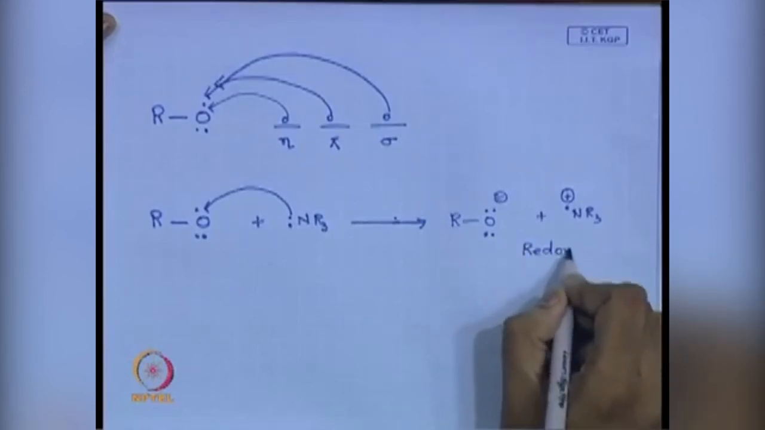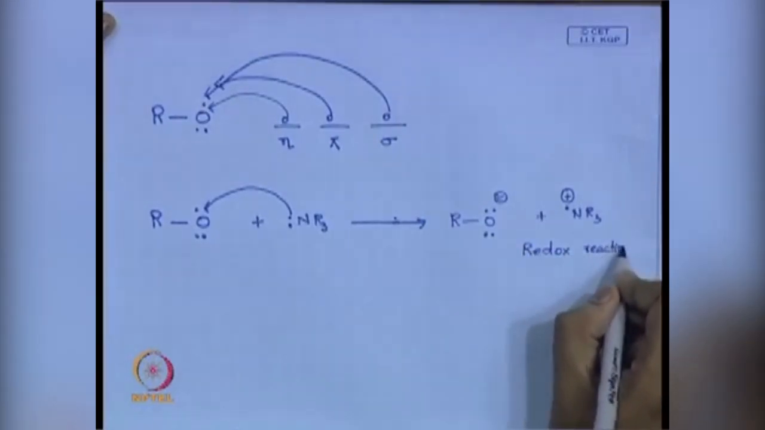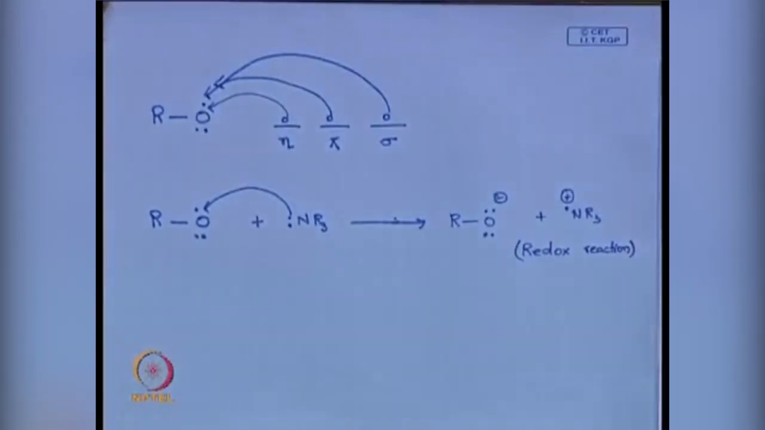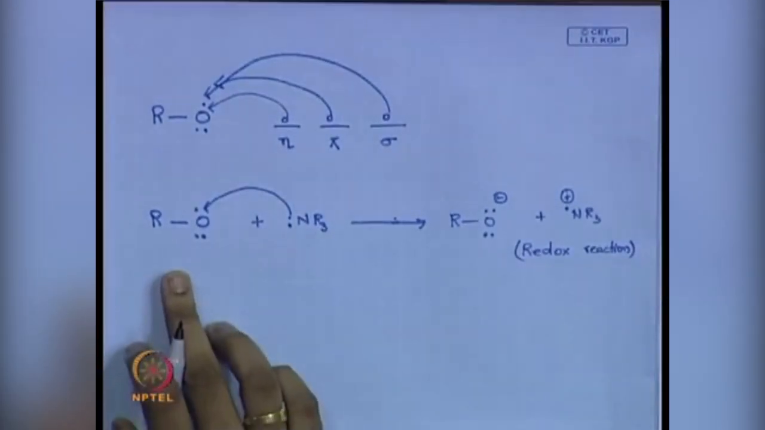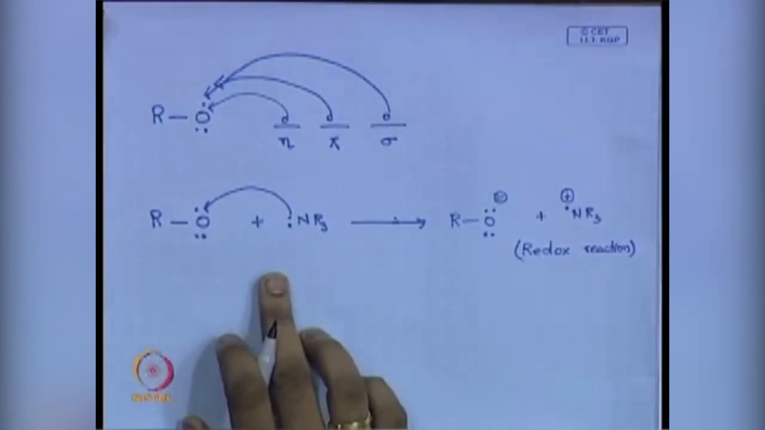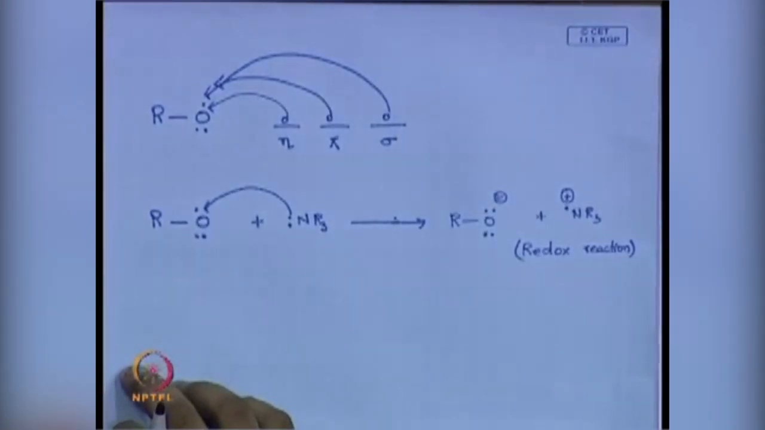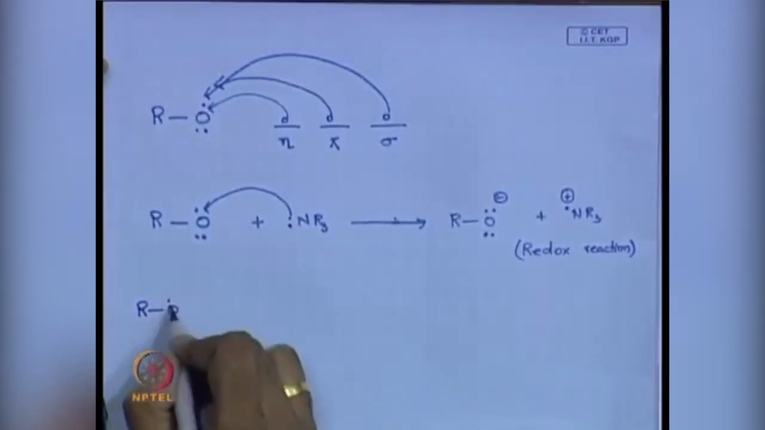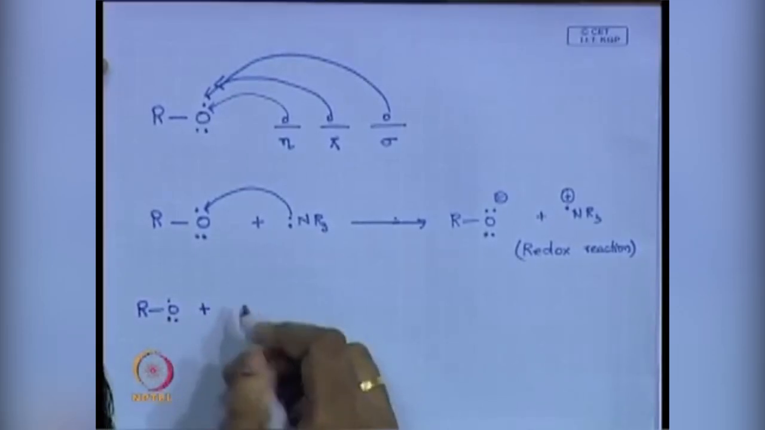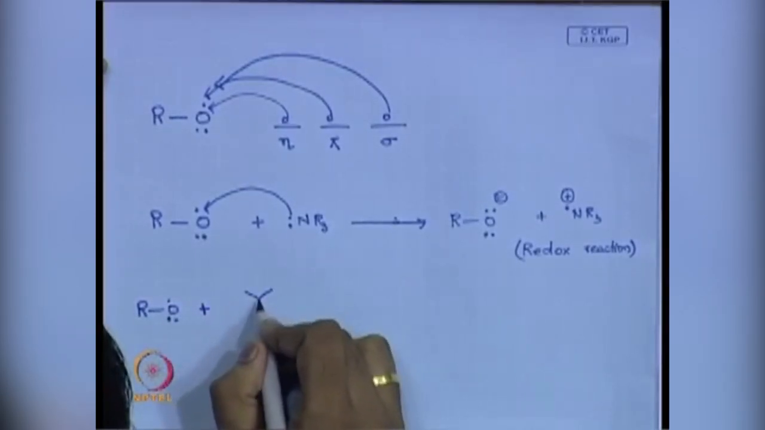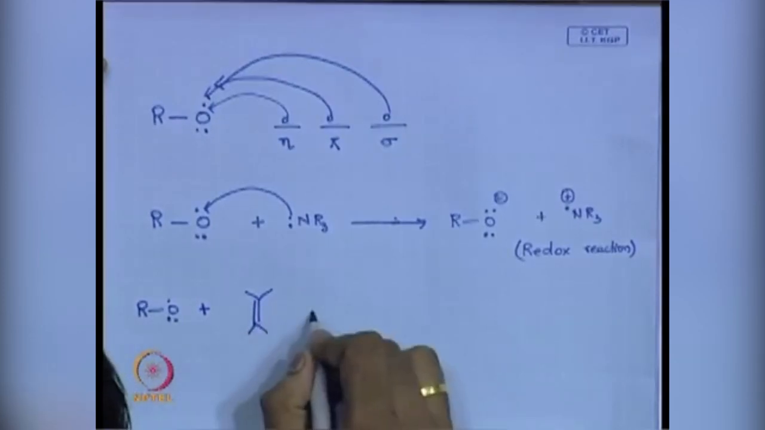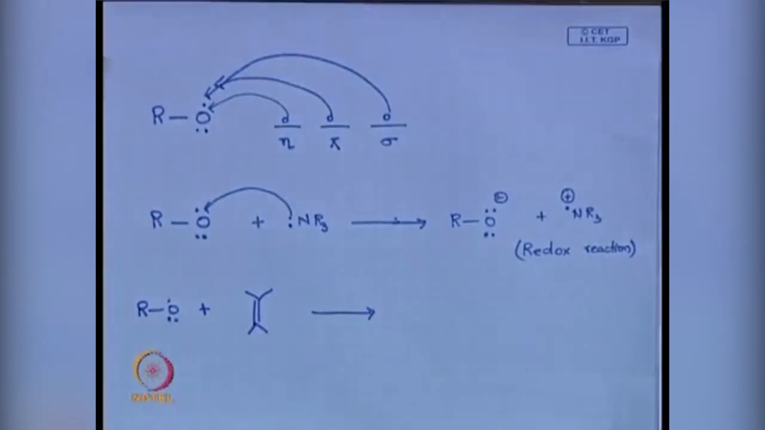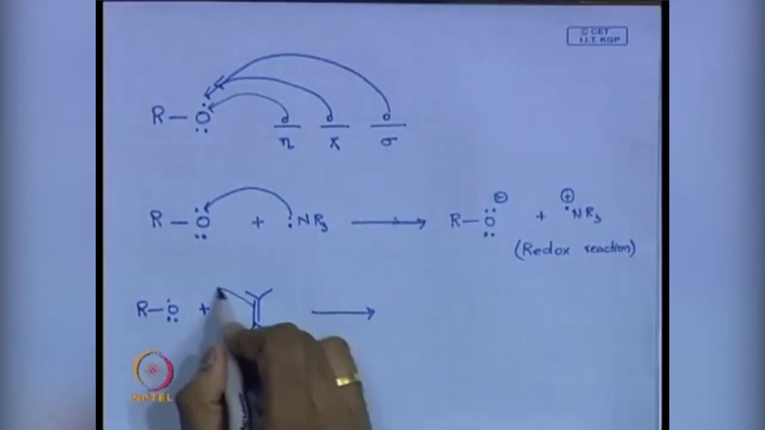It is a redox reaction, right? It is a very good redox reaction. So, this is the best example for your alkoxy radical abstracting an electron from your non-bonded electrons. You can see another good example where your alkoxy radical, if you have a pi system in this, okay, it also has a habit to abstract that.